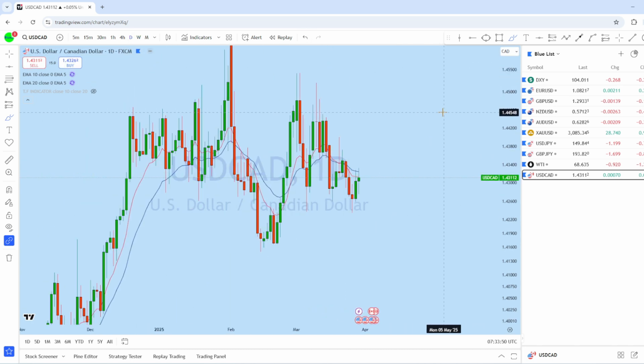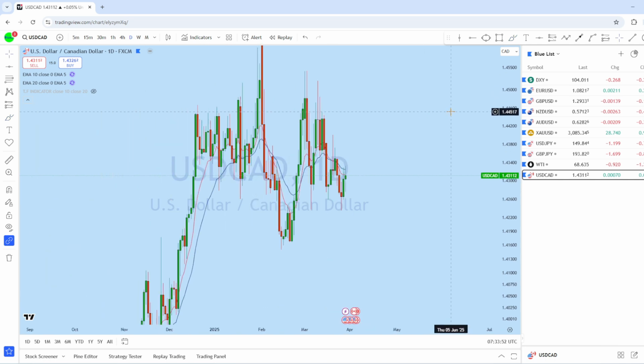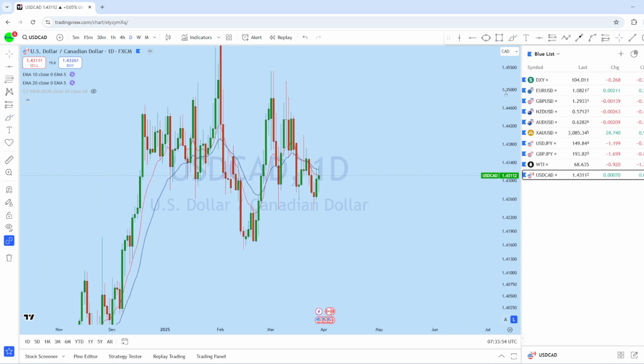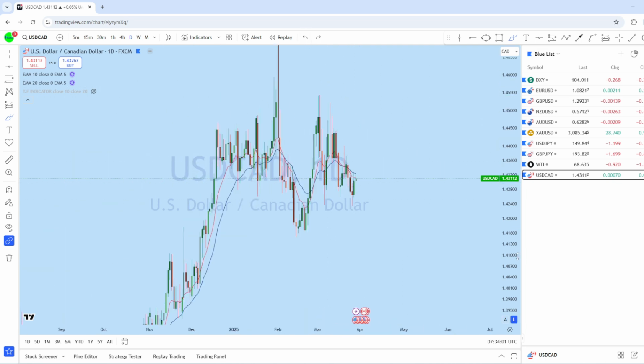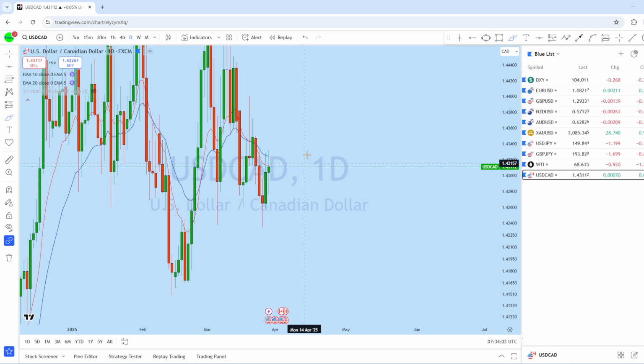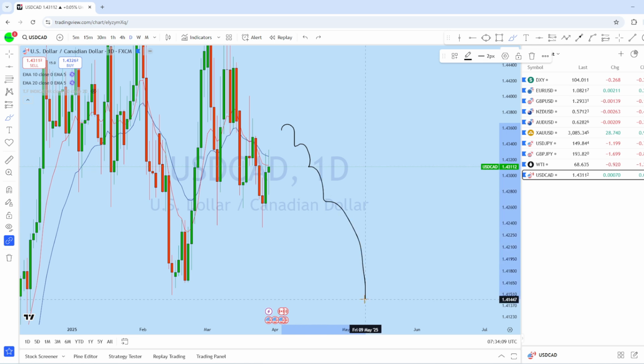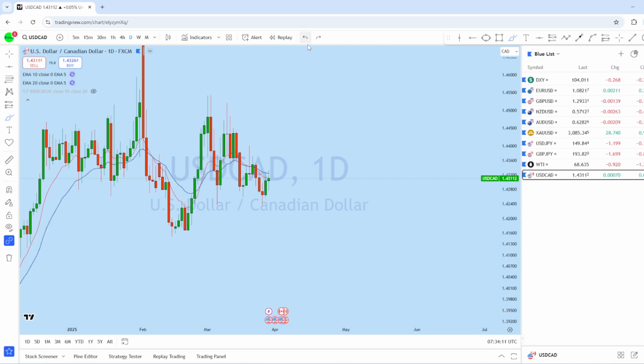Now looking at the daily chart on dollar CAD, this is the daily price action here. The market was forming a series of lower highs in that area on the daily on dollar CAD, and as this is the 4-hour chart, I'm expecting dollar CAD potentially to bounce back up, grab liquidity, and then trend again to create a new lower low.